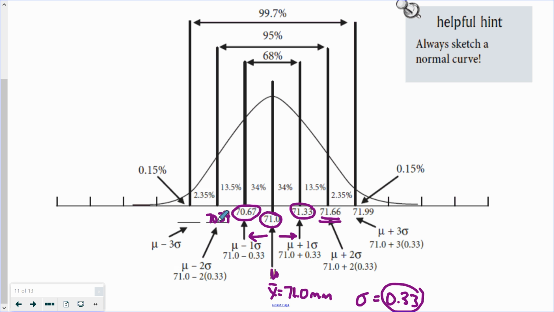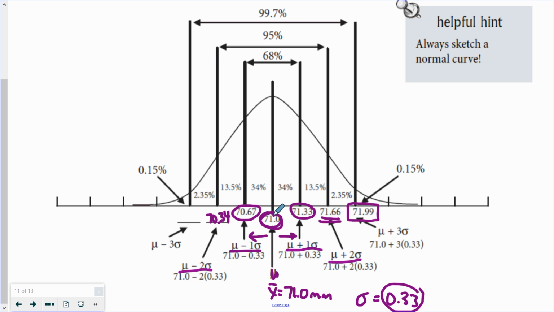Hopefully this makes sense where these numbers are coming from, because again, we're taking the mean, subtracting a standard deviation, or mean subtracting 2 times a standard deviation, or adding 1 standard deviation, or adding 2 times a standard deviation. And then finally our third, so our mean plus 3 times a standard deviation gets us 71.99. So we would go 3 times 0.33, that's how I get 71.99.